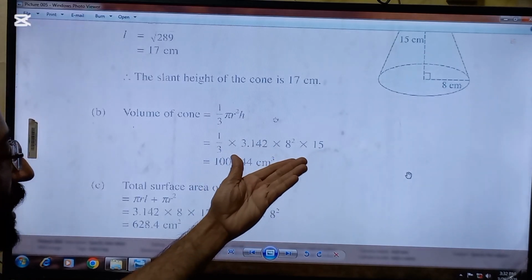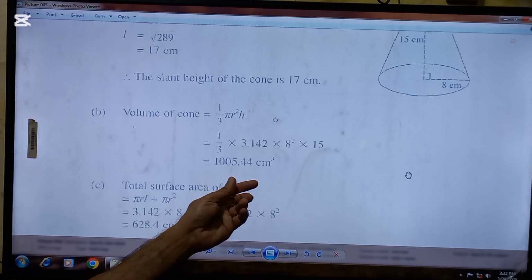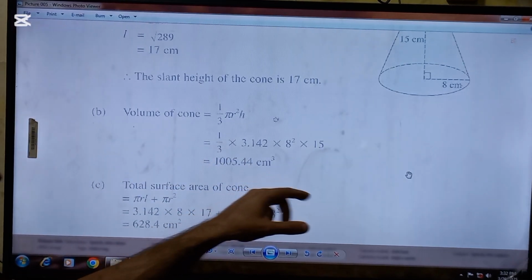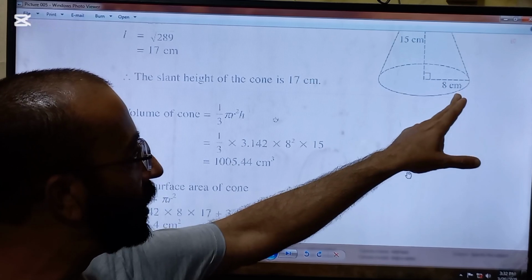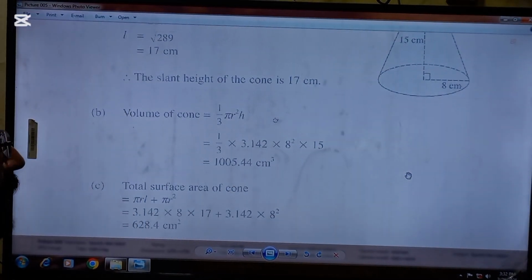Now you will solve these values on the calculator. The answer will be 1005.44, and volume is always in cubic units, that's why you will put cube on the unit centimeter. So the answer will be in centimeter cube.